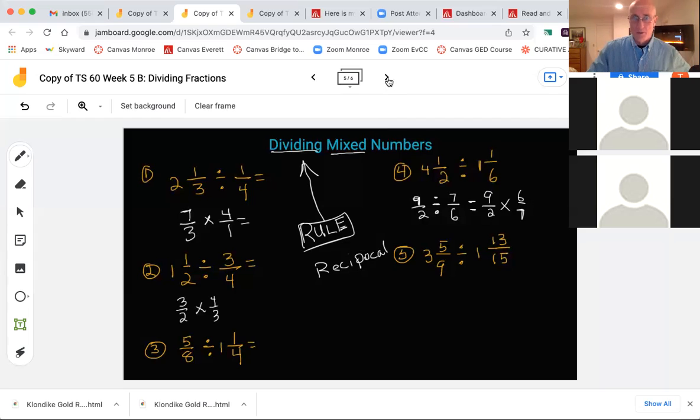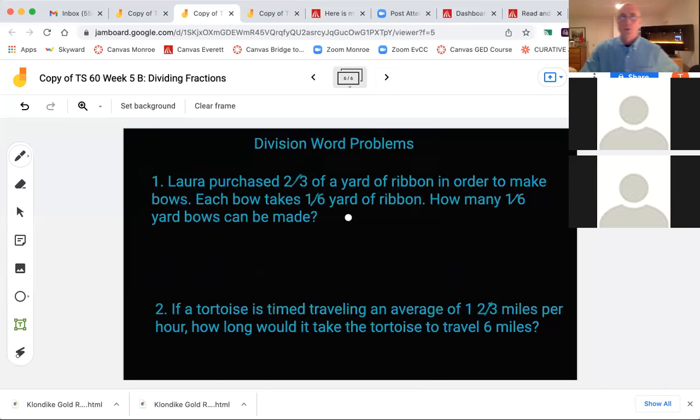I don't want that to happen to you. So that's why I'm double emphasizing that that rule, when you're dividing, it's got to be the reverse of that second fraction. Okay. Let's take a look at a couple story problems to put it in the context of a story problem to do with division.